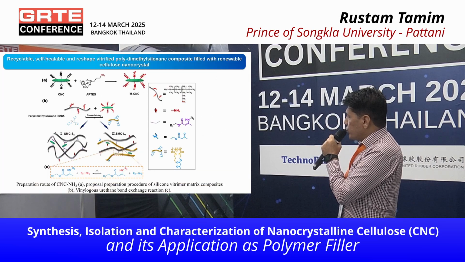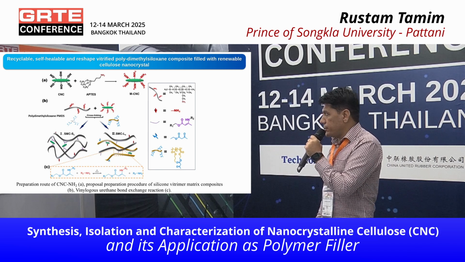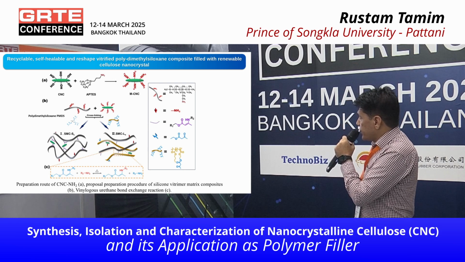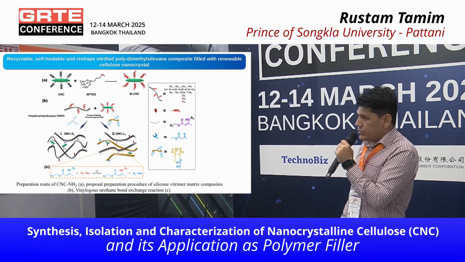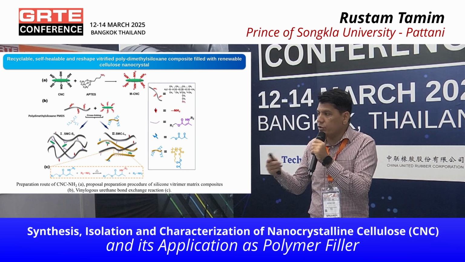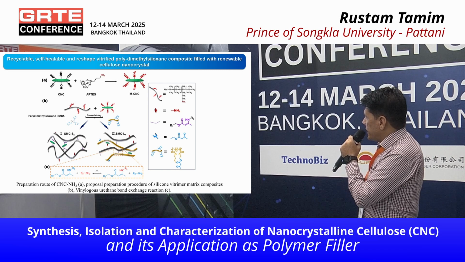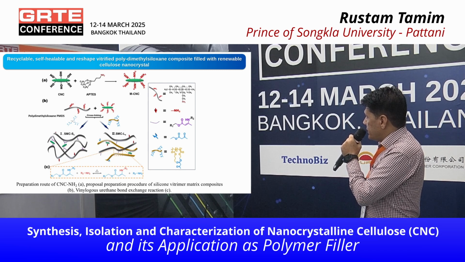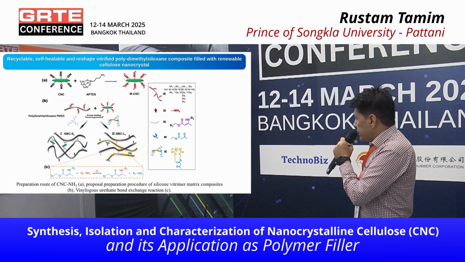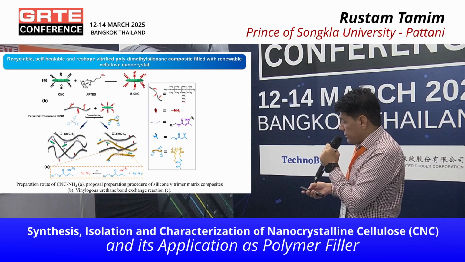In using nanocrystalline cellulose in polymer, in rubber technology, it has a lot of hydroxyl groups, so it can easily make contact. This is one example where they have used nanocrystalline cellulose in the polymer.